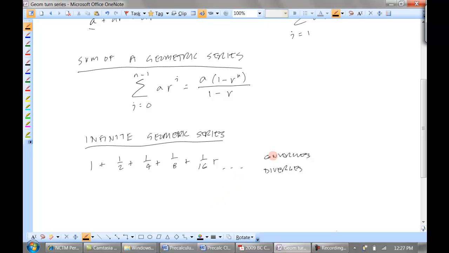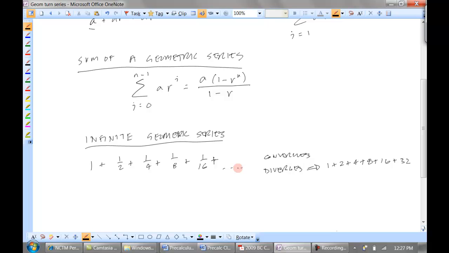An easy example of a geometric series that diverges would be something like 1 plus 2 plus 4 plus 8 plus 16. Each term is twice as big, and you can see that as we add more terms, the sum just gets bigger and bigger and bigger. That diverges. So the question here is, does this converge?